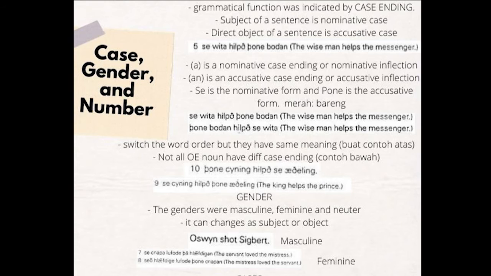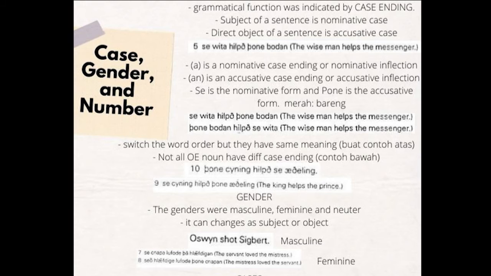There are two different forms of the determiners. Se is the nominative form and bone is the accusative form. So we can see vita as a nominative case. Then the front of vita must be the nominative form as the determiner, because vita here is a noun. And if the noun is in the accusative case, then it must be preceded by the accusative form as a determiner. So it depends on the noun.